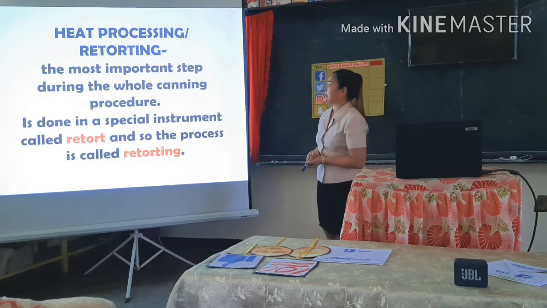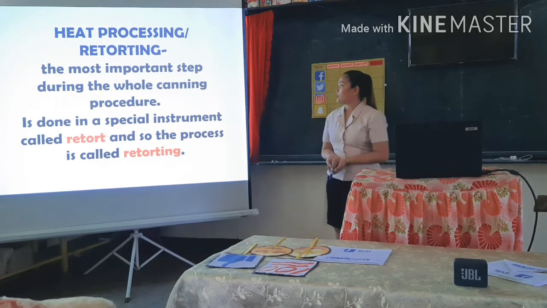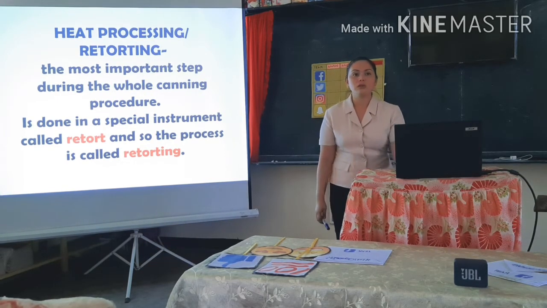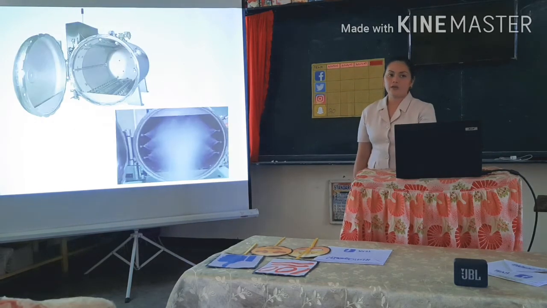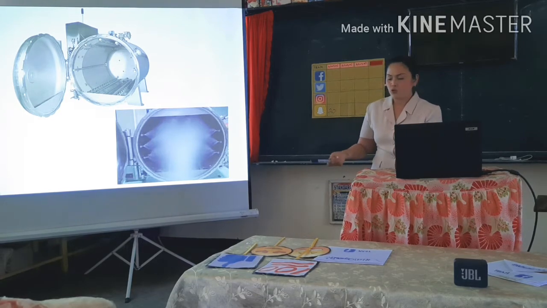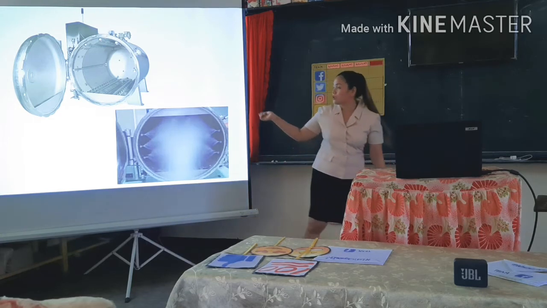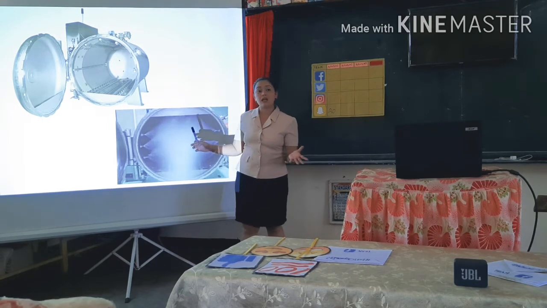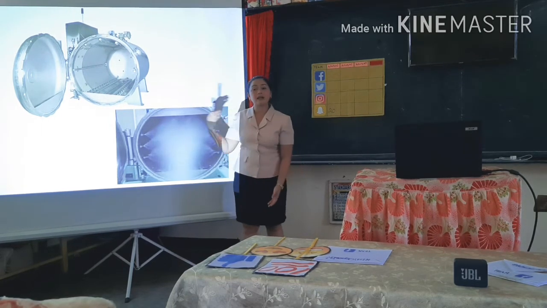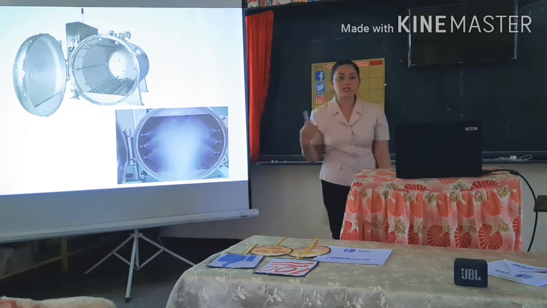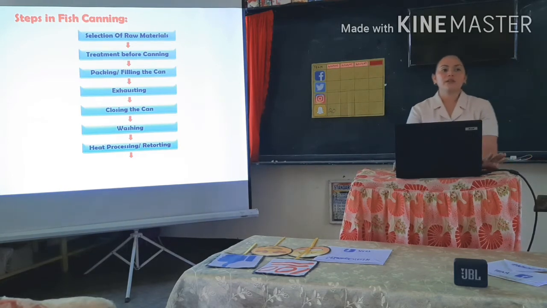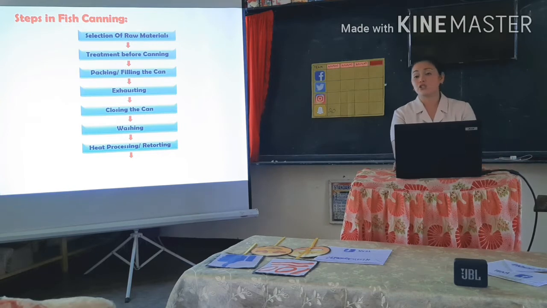The most important step during the whole procedure in canning is done in a special instrument called retort, and the process is called retorting. That is another heating process. So, ito yung retorting machine. Pag ipapasok yung can sa loob, merong mag-i-spray. In short, itong sprayer na to is para i-sterilize na naman yung can. So, ganyan talaga kalinis yung mga product na pinoproduce ng mga canning industry. The goal of this retorting process is to obtain the commercial sterilization gaya ng sinabi ko.